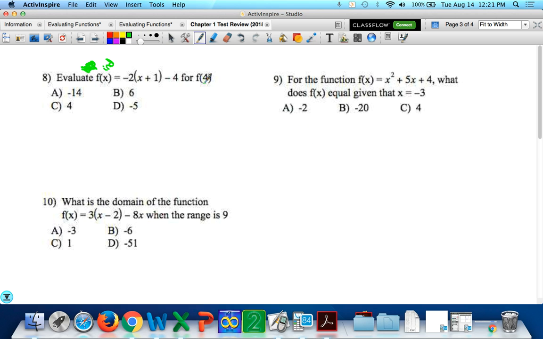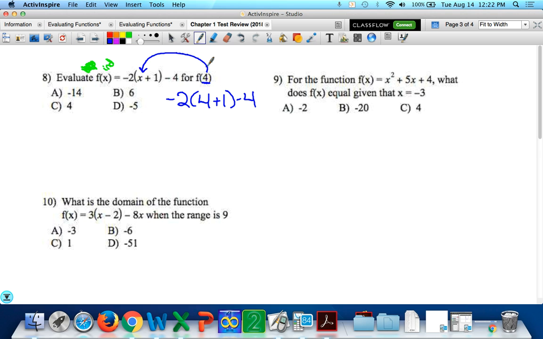But to evaluate it, it says, hey, instead of x, what happens when I evaluate at the exact independent value of 4? That means we just take this 4 and everywhere we have a variable x, we plug it in. So that's -2 times (4 plus 1) minus 4. I put this extra 4 back here on the end just to see if I can trip some people up, make them forget it, or get confused about where they're plugging a 4 in.